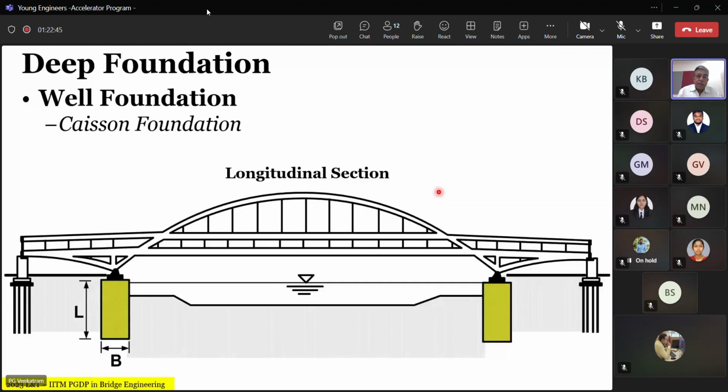Moving on to the well foundation. I would like you to tell me what kind of relationship a well should have with regard to L and B, where L is the depth and B is, say, the diameter. What kind of relationship should they have? Inverse relation. Inverse relation means? If length is more, the diameter is less. That is okay, that is relativity. I'm asking in an absolute sense. Can I have L equal to B?